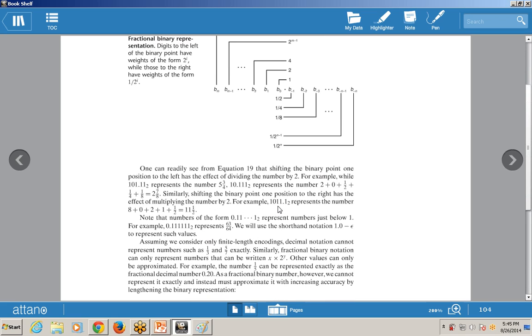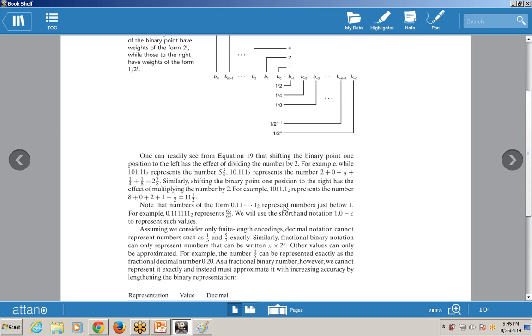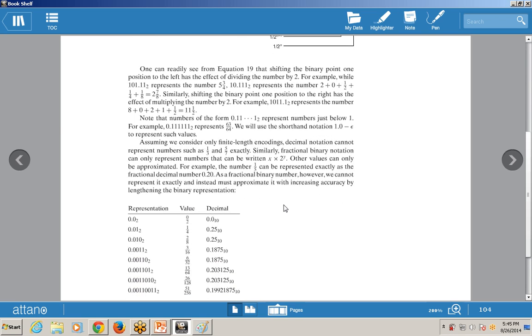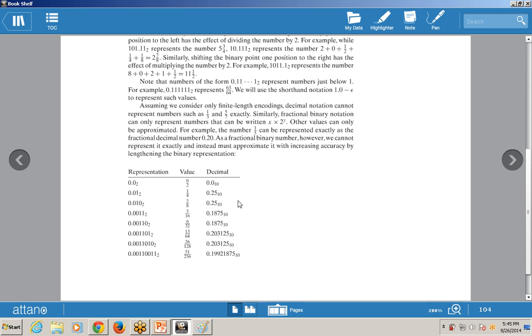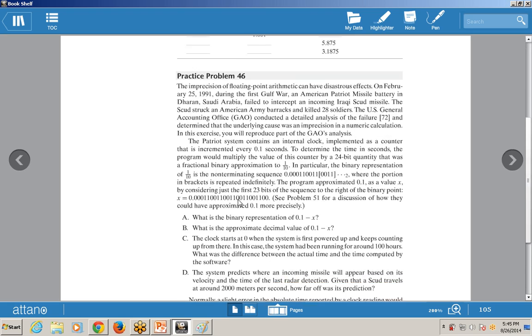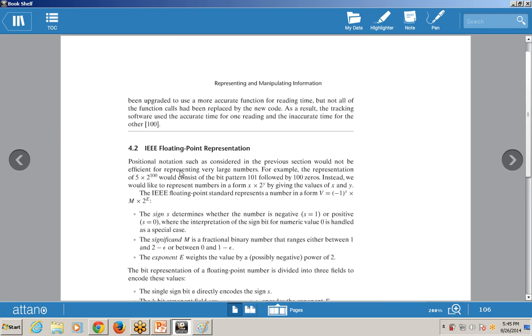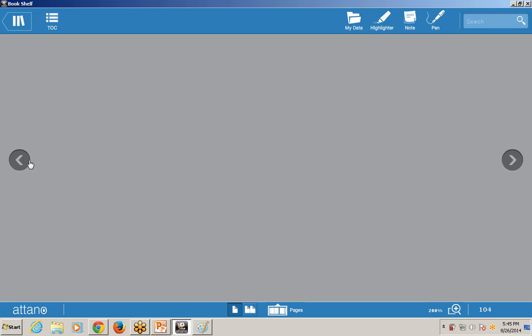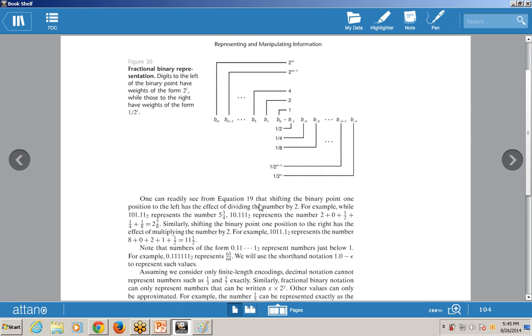This is another example, 1011.2. This can be represented. This is a fraction binary. This is another example. First of all, let's see the slides, then you will understand these concepts.